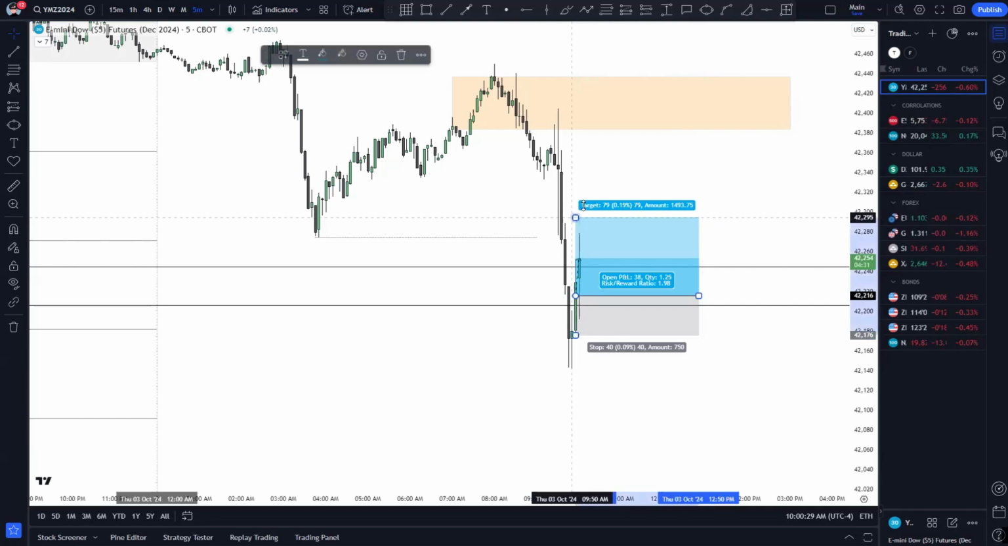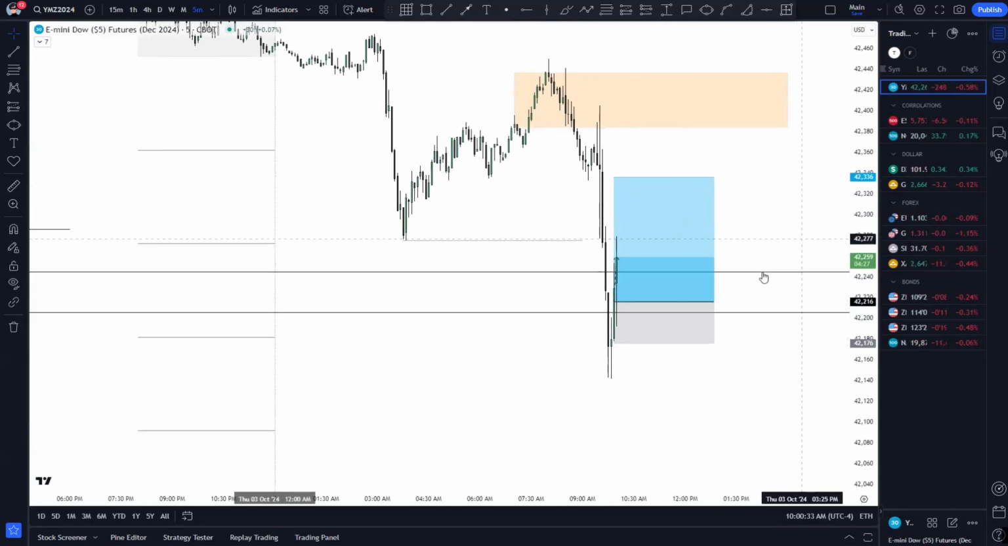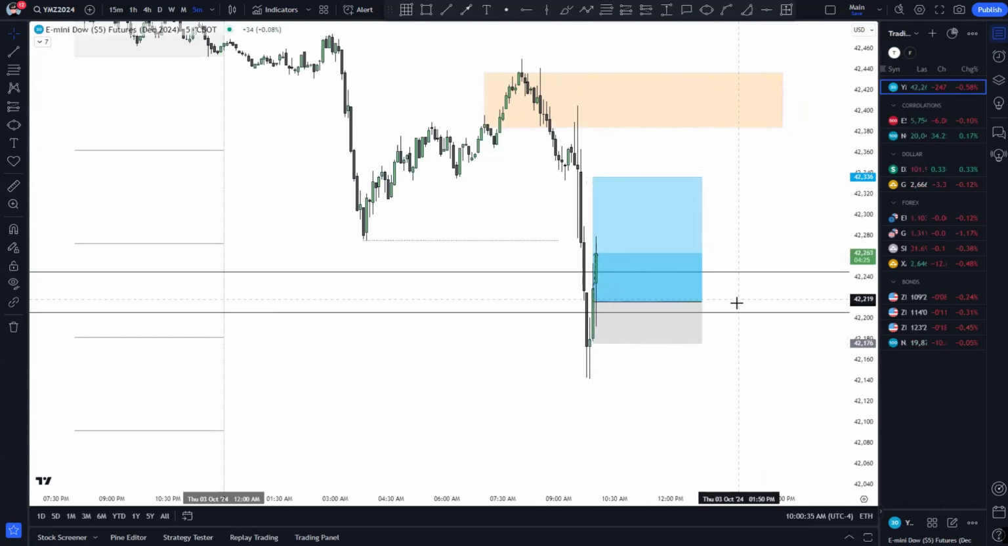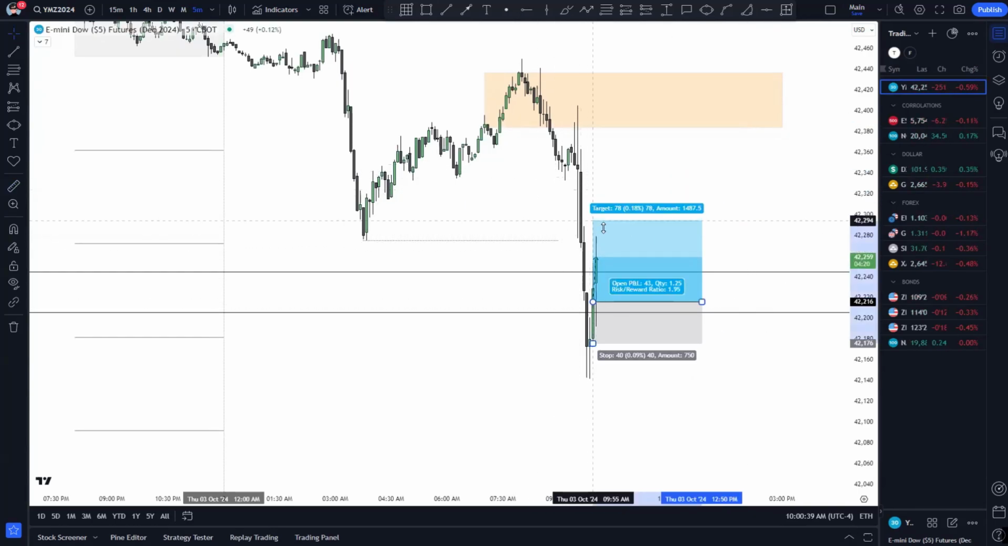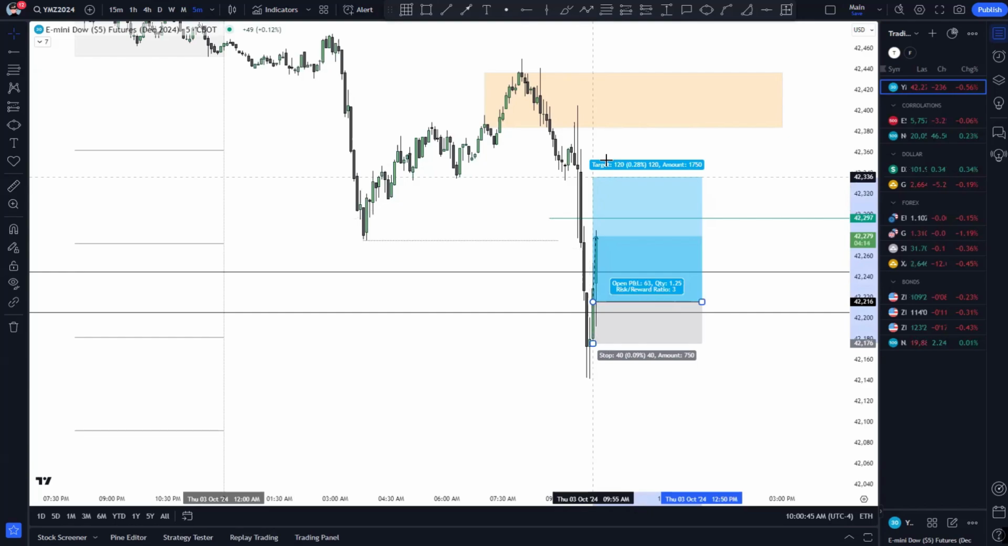Now I want to be greedy or something. I don't know, maybe a 3-to-1 R. But let's check it off at that 2-to-1 R. What would be 2-to-1 R like back right here? So 2-to-1 R would be right here. 3-to-1 R would be like back up here.